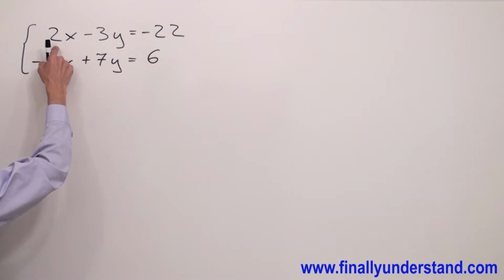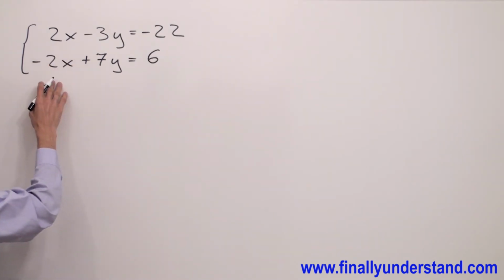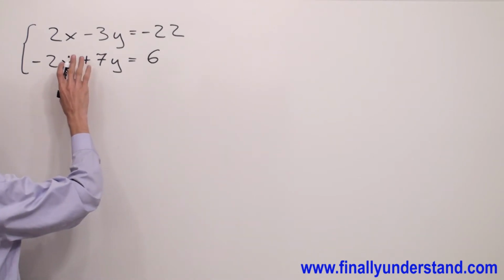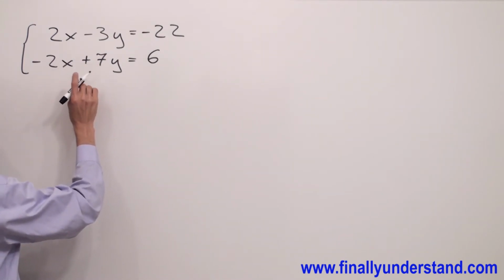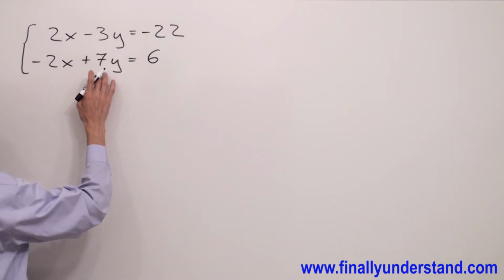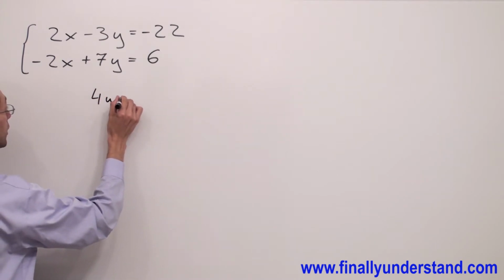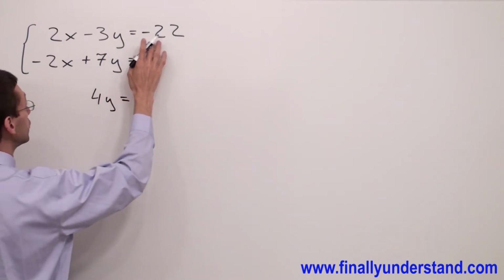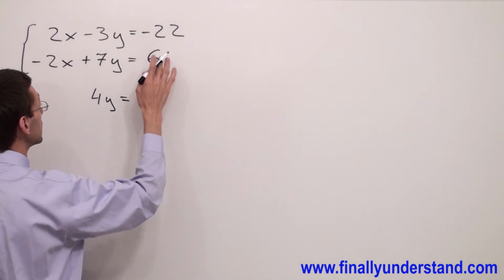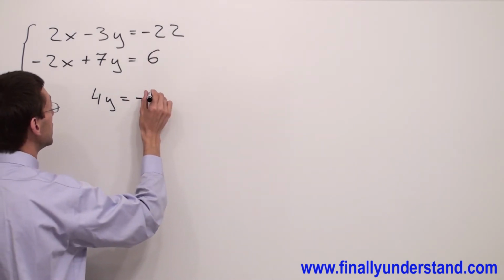2 plus -2 gives me 0. I'm not going to write down 0 and simply go to the y. I have -3 plus 7 is equal 4, y equals -22 plus 6 is equal -16.